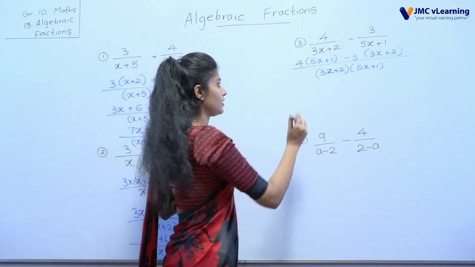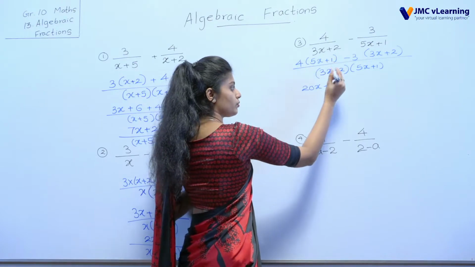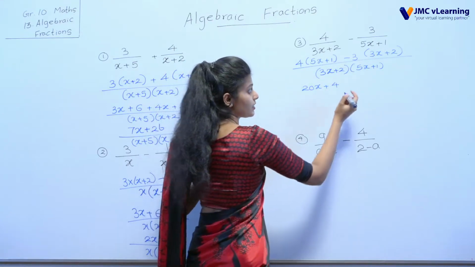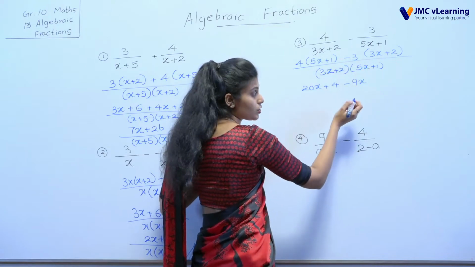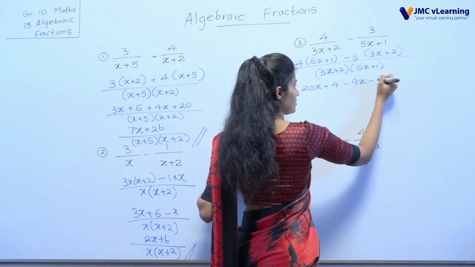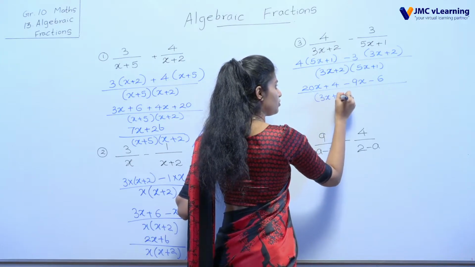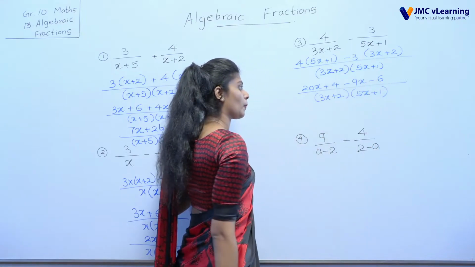4 into 5x, 20x, 4 into 1, 4, minus 3 into plus 3x, minus 9x, minus 3 into plus 2, minus 6, over 3x plus 2, 5x plus 1.